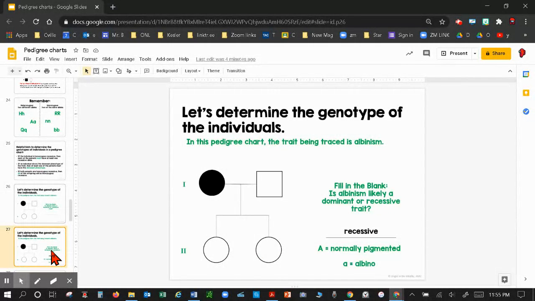Okay, if you said recessive, you were correct. If they have the dominant A allele, that's normal pigmentation. If they have the recessive a allele, that would code for somebody that has albinism.